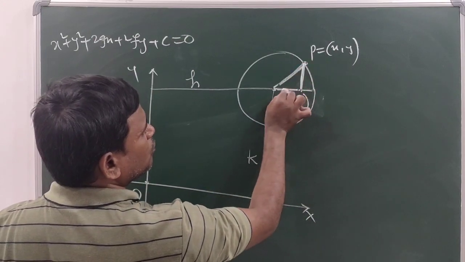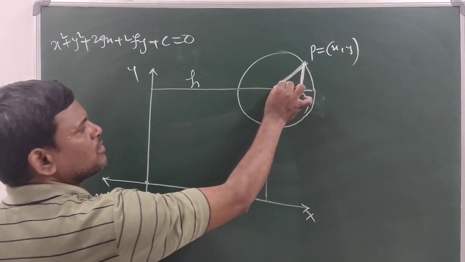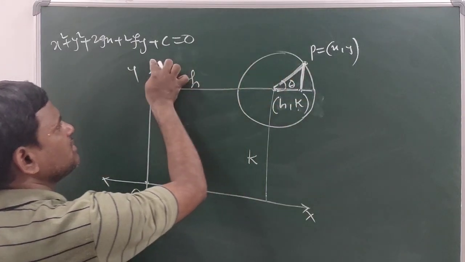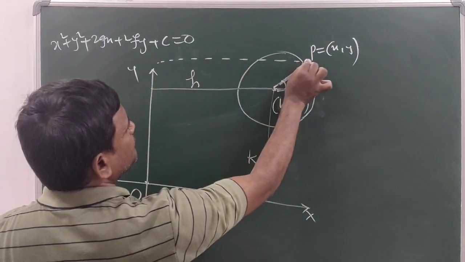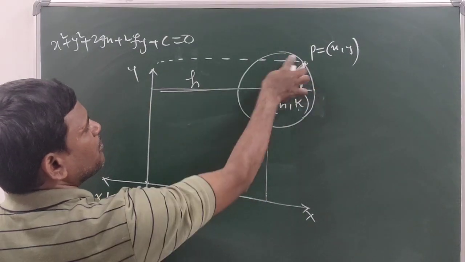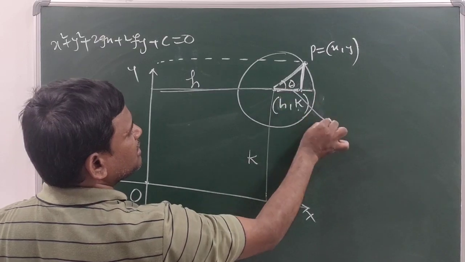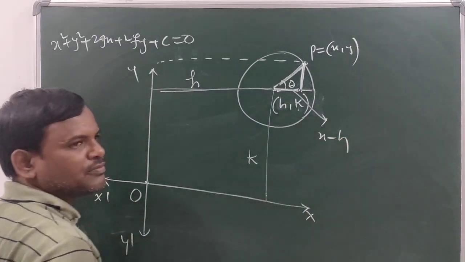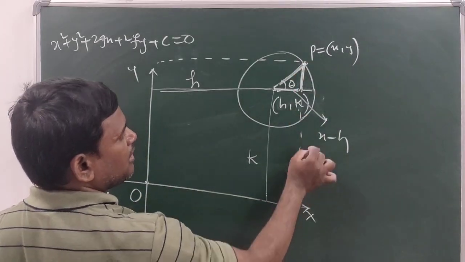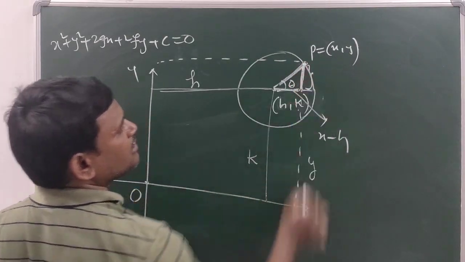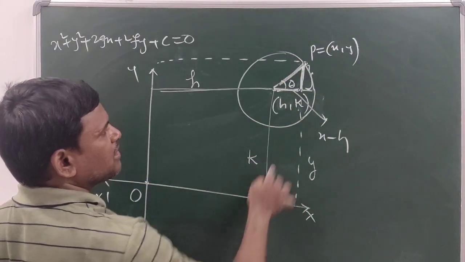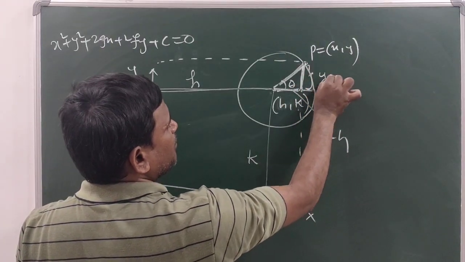Now I want this length. How much is this? Can you tell me? So consider this angle as theta. This length is how much? From here to here it is x. From here to here it is h. I want this length, means subtract this h from this x, so that you will get this length as x minus h. Similarly from here to here it is k. From here to here it is y. I want this length. So how much is this? From this entire y subtract this k, so that you will get this length as y minus k.